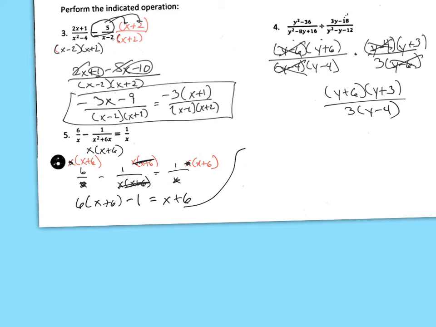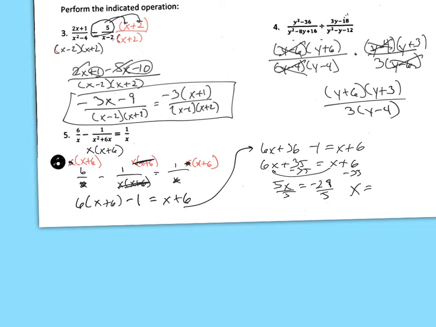So now I'm going to take it over here. Distribute that 6, minus 1 equals x plus 6. Combine like terms, so this makes it 6x plus 35. I'm going to put the x's over here, so that's a 5x. I'm going to subtract the 35. So this equals -29, and divide by 5. So we get x equals -29 over 5.